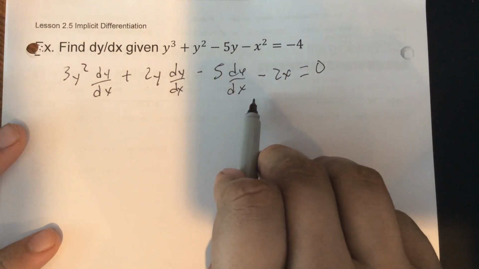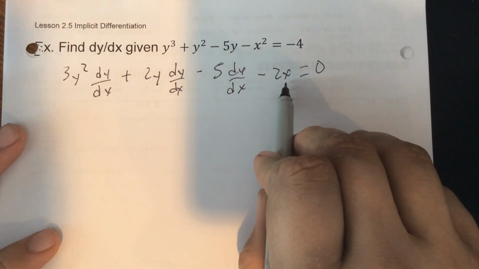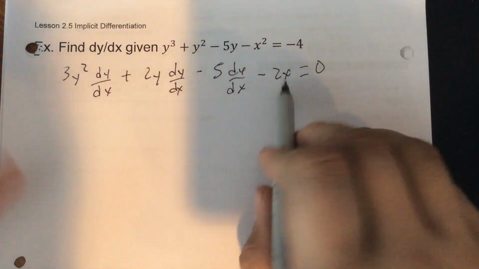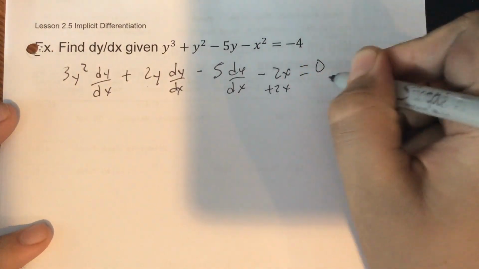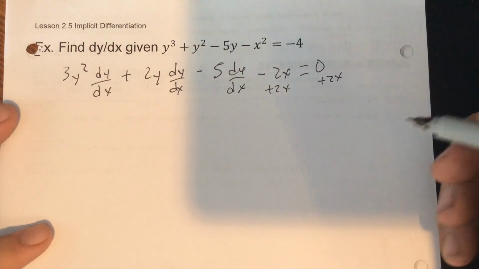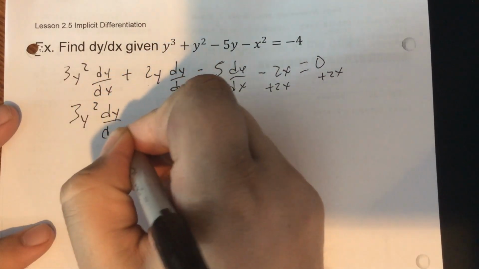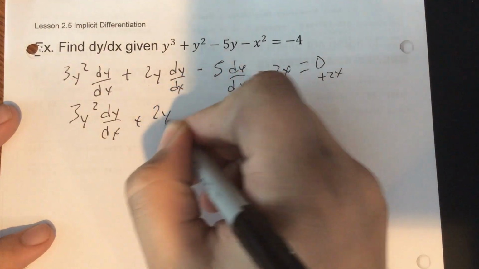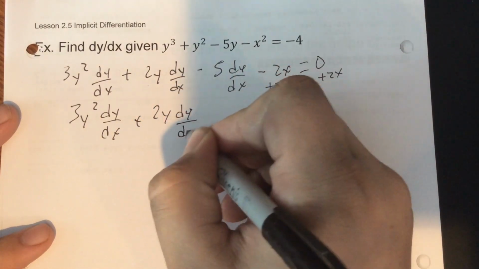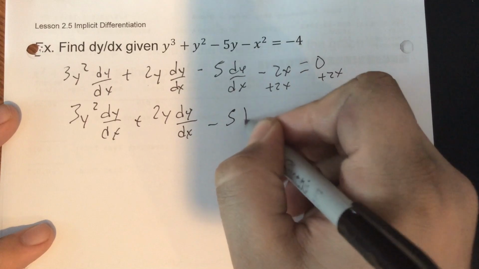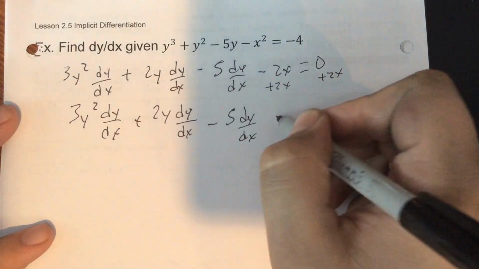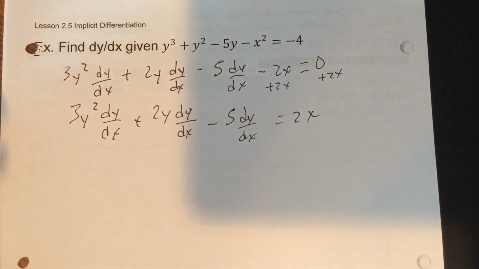Everything that has a dy/dx we want on one side, and anything that doesn't have it we're going to move to the other side. So we're going to add the 2x to the other side. And so we're going to have 3y squared dy/dx plus 2y dy over dx minus 5 dy over dx equaling 2x. So we got everything that has dy/dx on one side, everything else on the other.